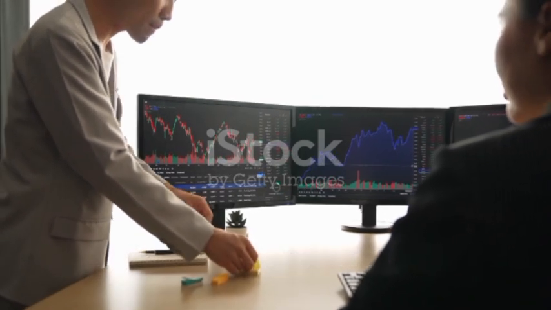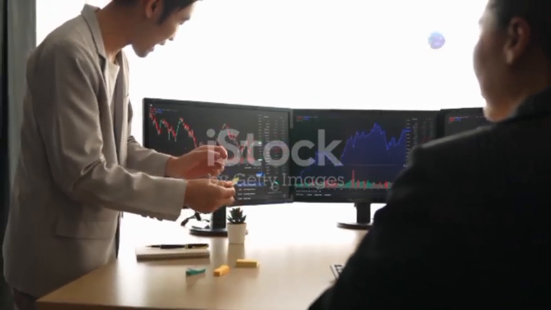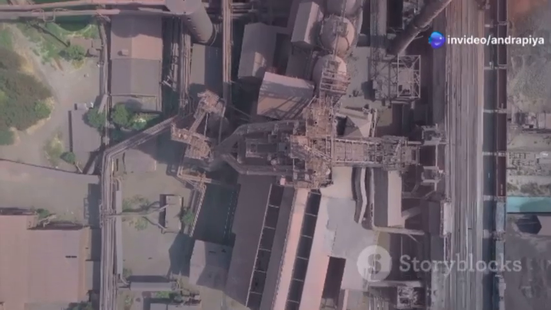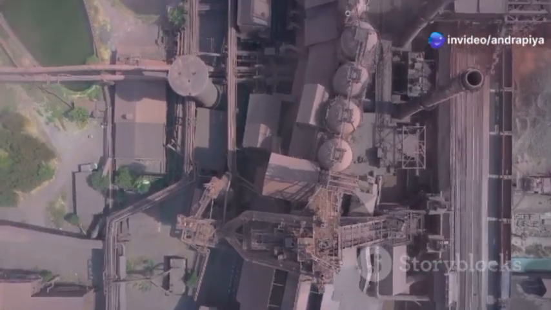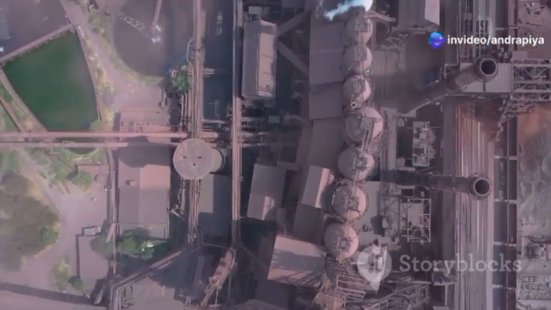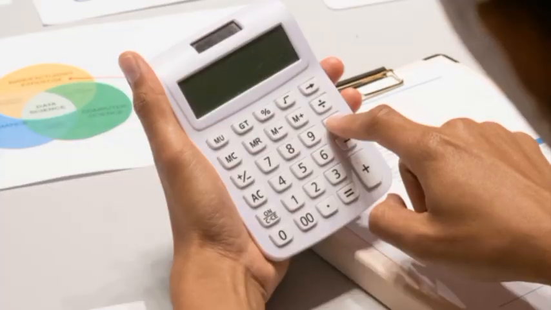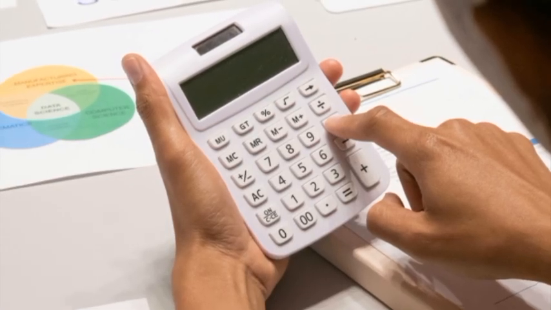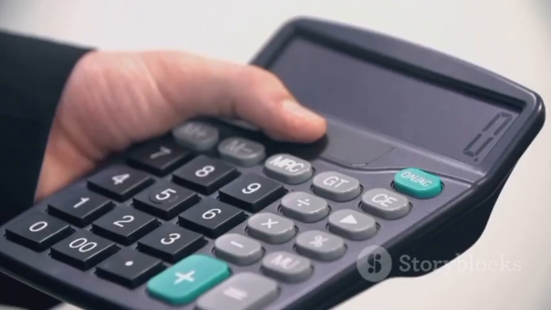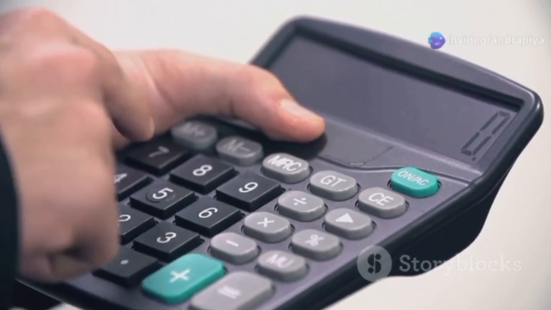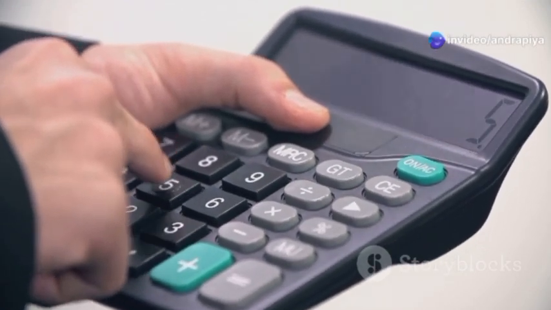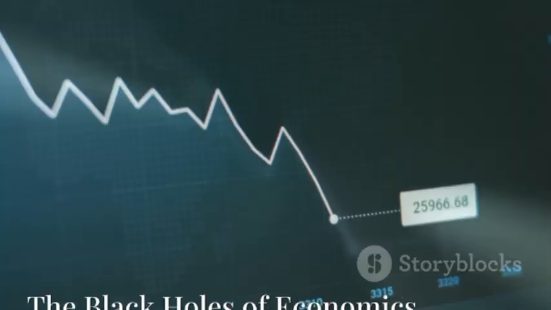Now let's zoom out and look at the bigger picture with average cost. This figure gives you a bird's eye view of your production costs, telling you how much it costs to produce one unit of your product on average. Think of it like calculating the average gas mileage of your car. To calculate average cost, you divide your total production costs by the total number of units produced. By understanding your average cost, you can set prices that cover your expenses and allow for a healthy profit margin.